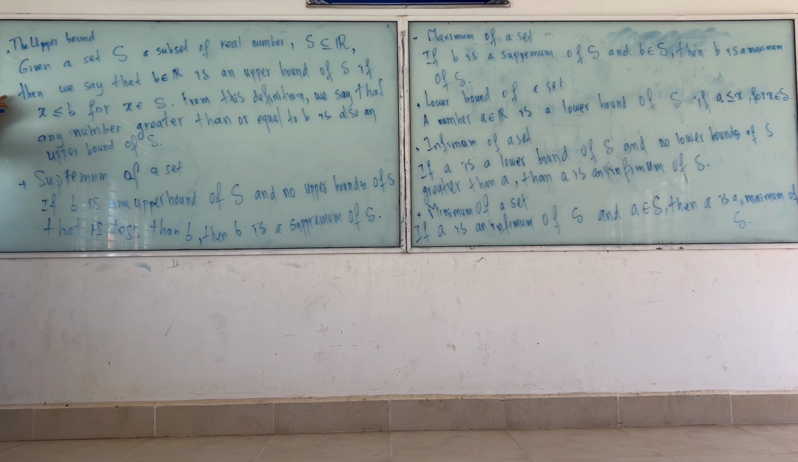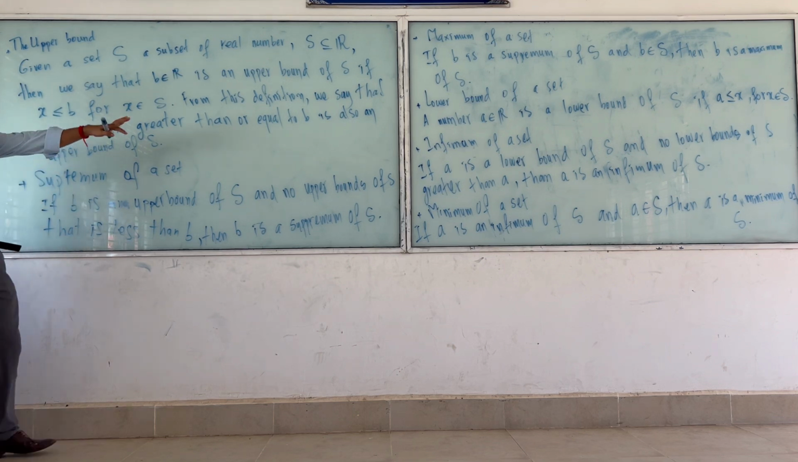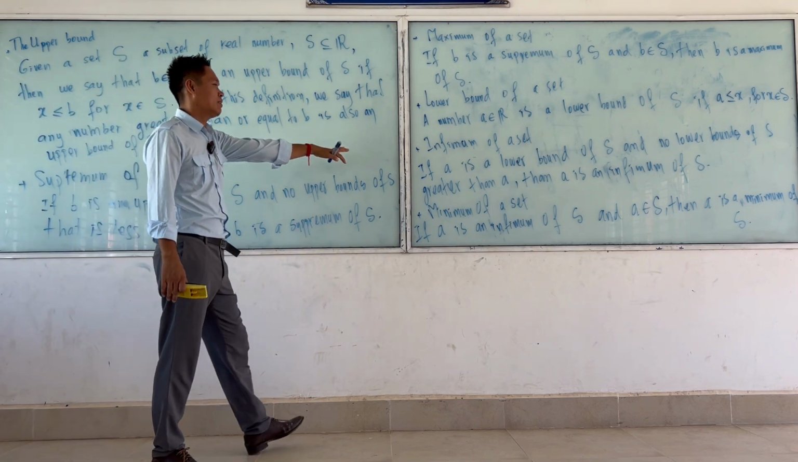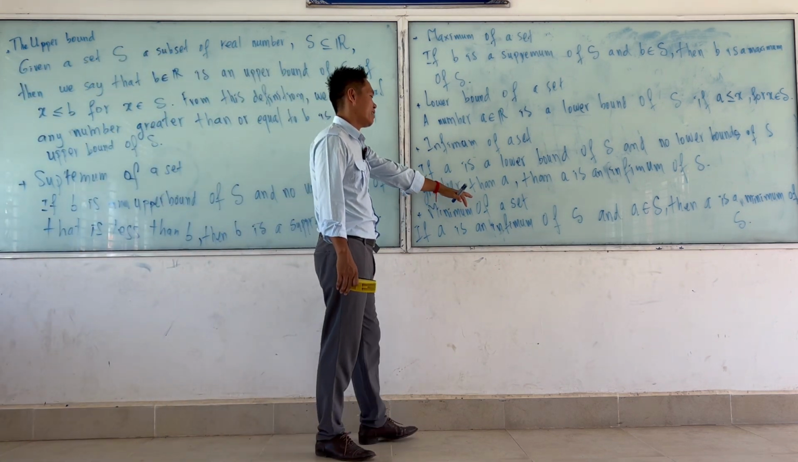But in the real numbers, we can say that when a set has an upper bound, we always get a supremum. But the upper bound or the supremum is not always the maximum. The same holds for the lower bound, infimum, and minimum.